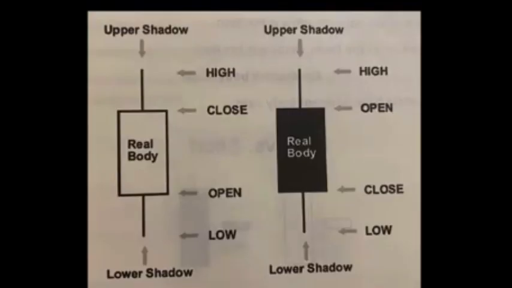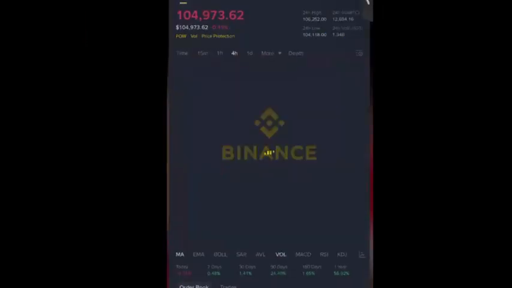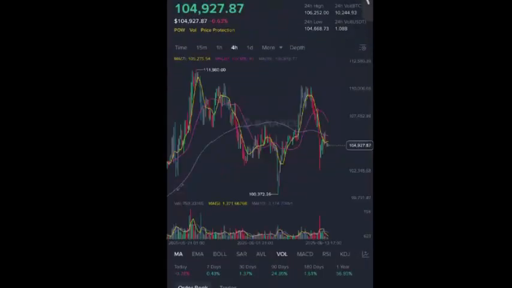Let's put our focus on the white candlestick here. Now, the high is the highest point the market went to at that time frame. Each of these candlesticks represents a time frame. Let's say, for example, we are using a 4-hour chart. Let me show us what I mean by that. So this is a 4-hour chart.